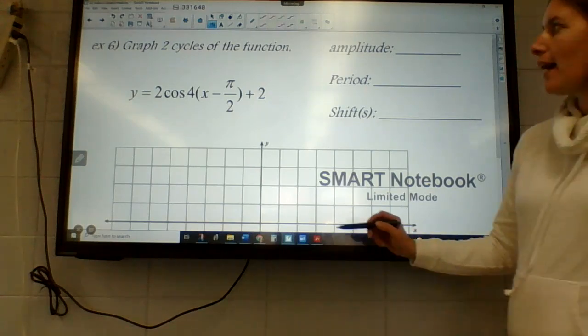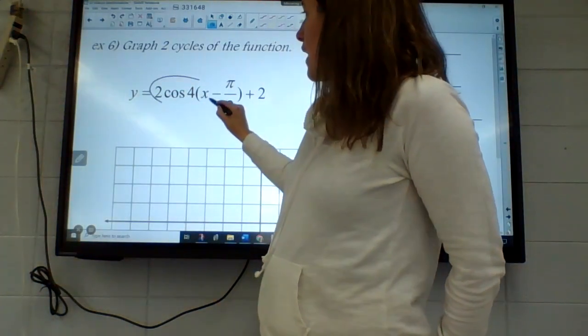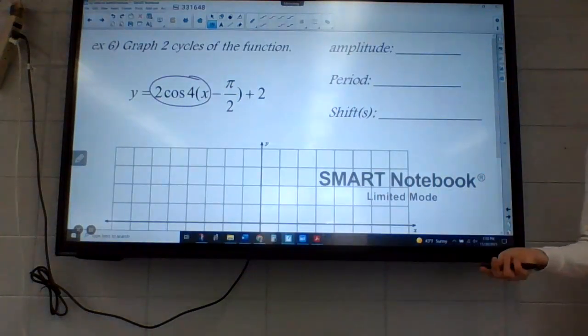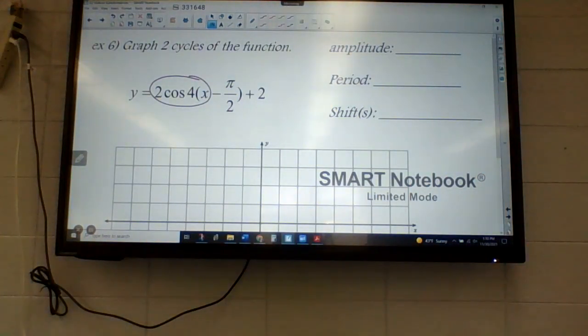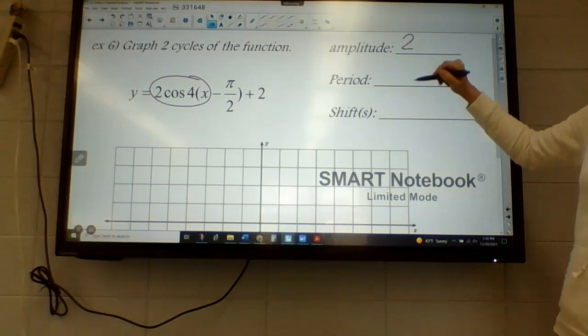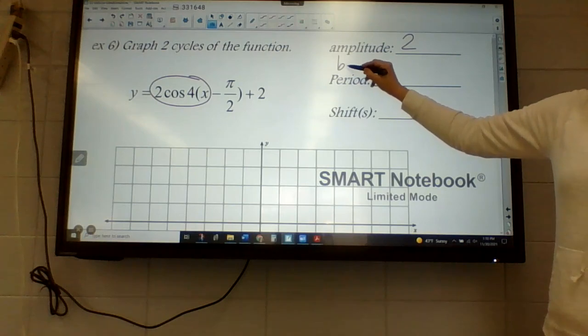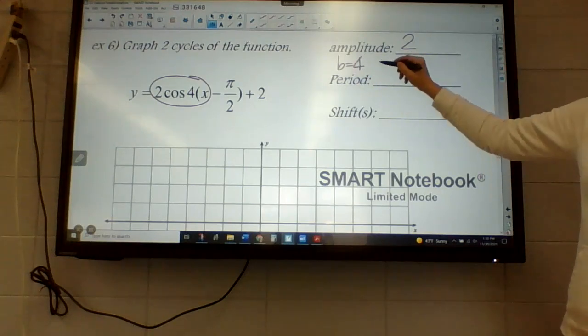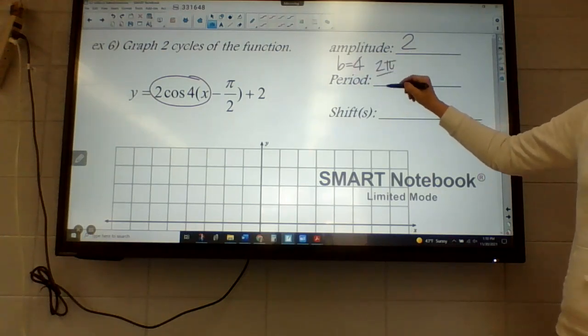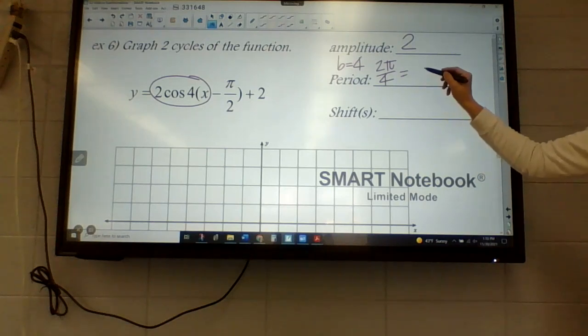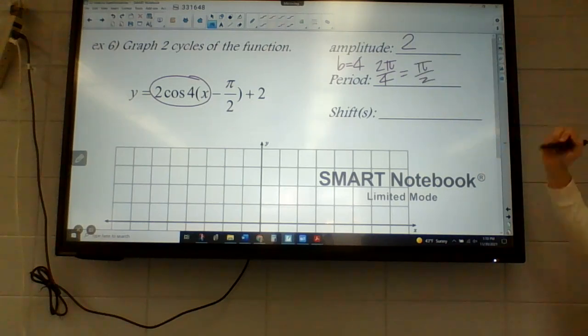So when I do this, I typically start off by graphing just the basic graph before I do any of my shifts. So my amplitude is 2. My period, the b is 4. So it's going to be 2 pi over 4. So again, simplify that. That's pi over 2.